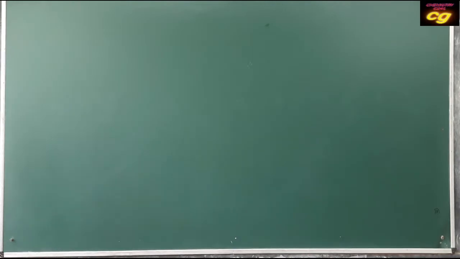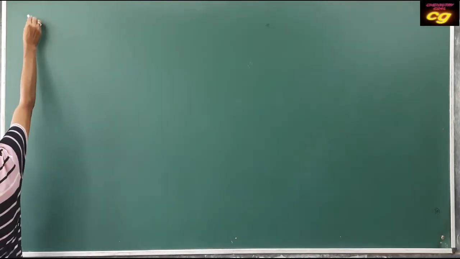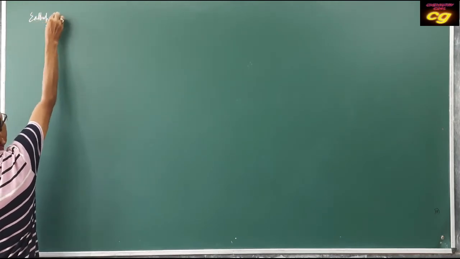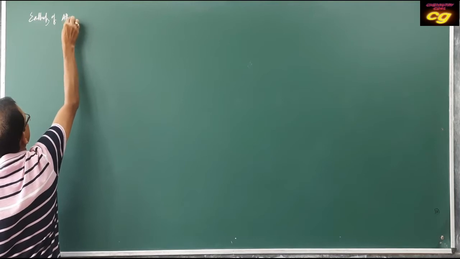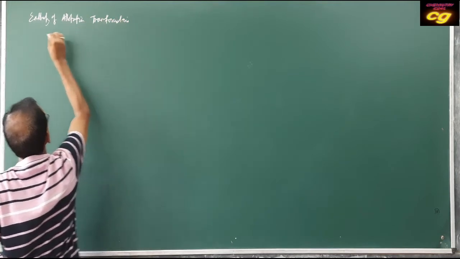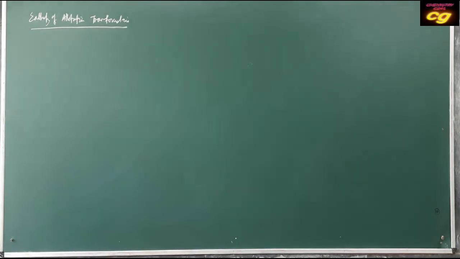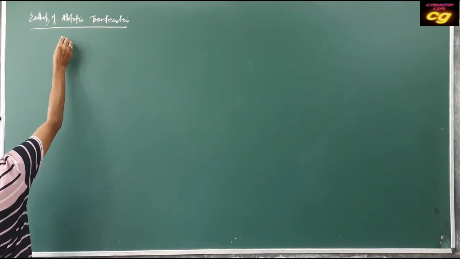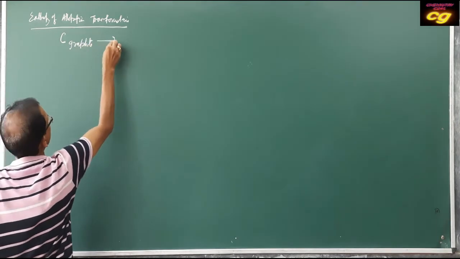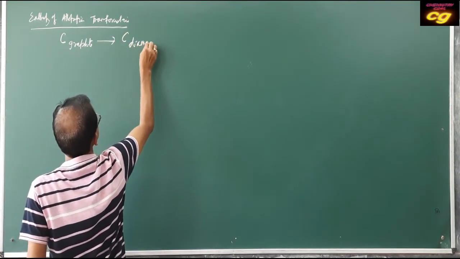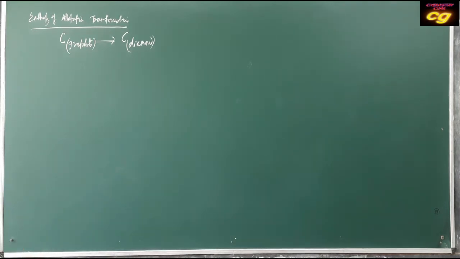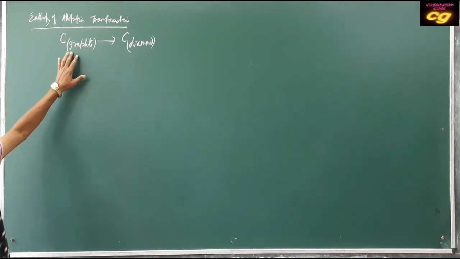Then enthalpy of allotropic transformation. Here you can write that, for example, to convert 1 mole graphite to 1 mole diamond. Here graphite is converted to diamond. Here it is called transition. Also you can tell enthalpy of transition, enthalpy of allotropic transformation.